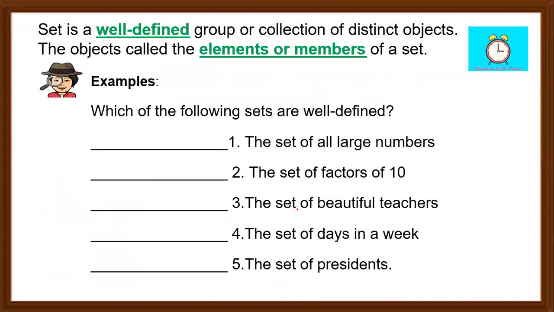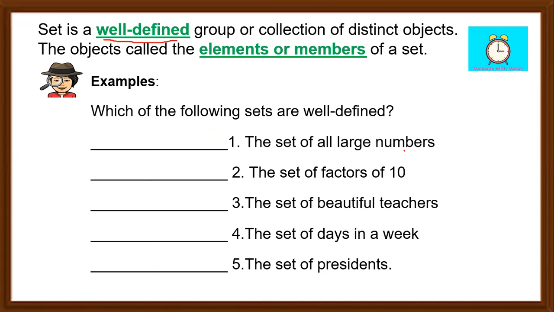Okay? So now, since we already know what is a set, we are going to identify which of the following sets are well defined. Let's have number 1. The set of all large numbers. So bago natin masagot ito kung set ba siya, well-defined ba siya or not well-defined, kailangan balikan natin yung definition. Pag sinabi natin set of all large numbers, can you identify those numbers? Kung kaya mo sagutin, well-defined po siya. Kapag hindi, not well-defined. So that is automatic.